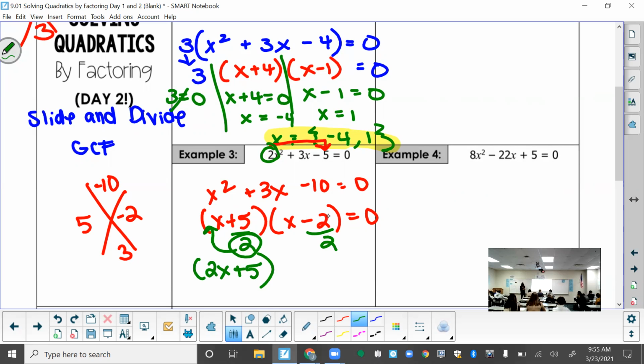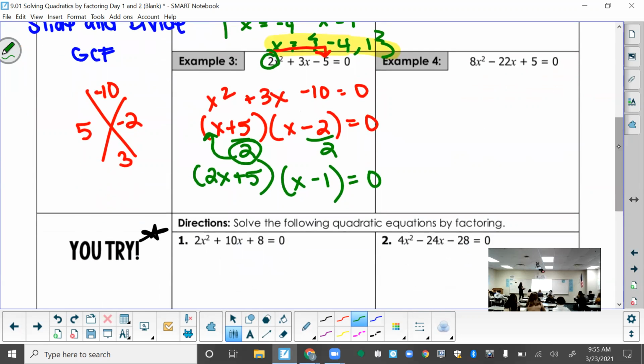Over here, can the -2/2 be reduced? Yeah. What does it become? -1. Now that's how when we FOIL, we get what we originally had by sliding that denominator in front of the x. All right, so clear how we got this far? Yeah. All right, so that's just reviewing sliding and dividing.